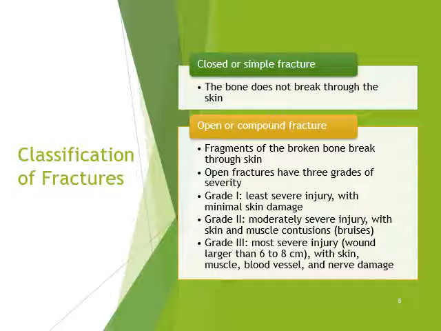Grade 2 is a moderately severe injury with skin and muscle contusion. So you've got some bleeding, internal bleeding, and some injury of the muscle. Grade 3 is the most severe, where you have a wound larger than 6 to 8 centimeters with skin, muscle, blood vessel, and nerve damage. You can see that's the most severe because it has the nerve damage involvement.